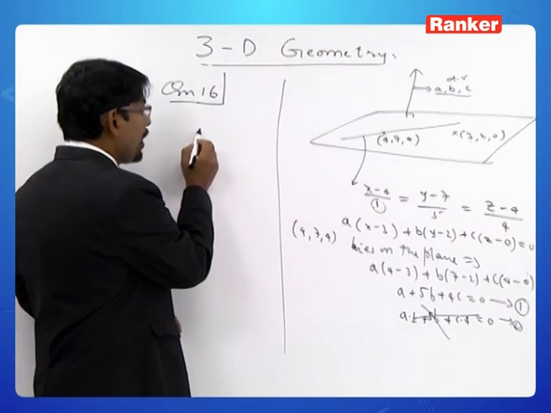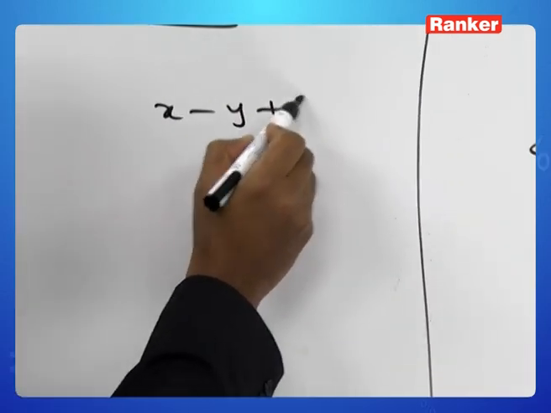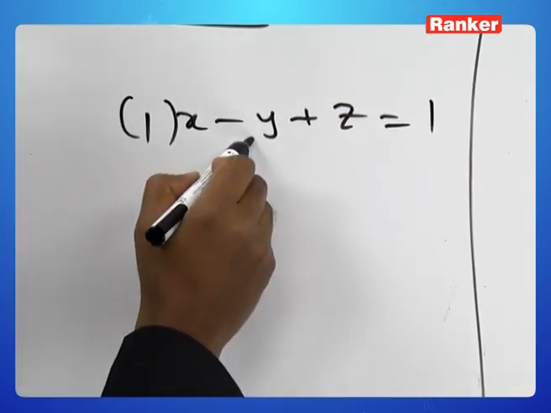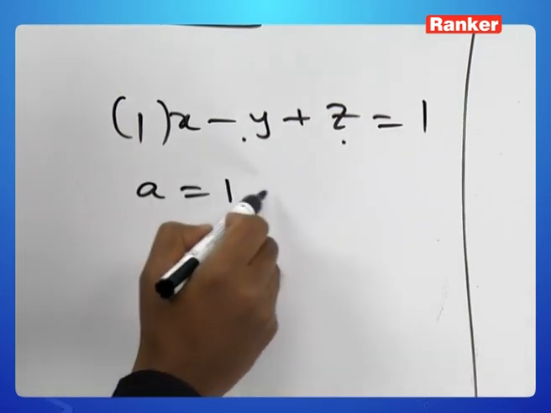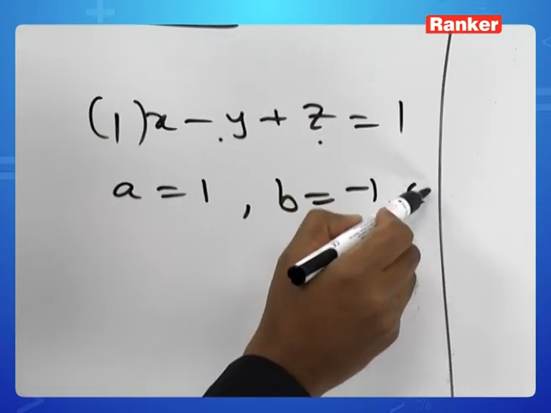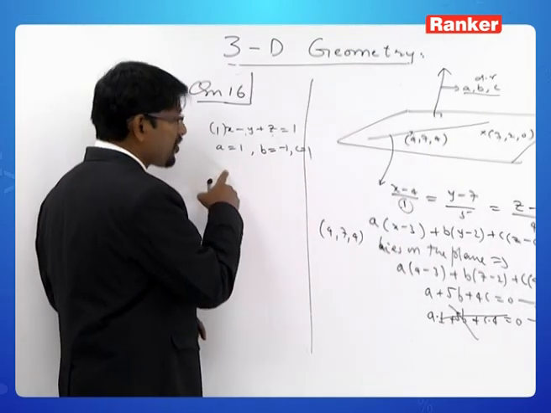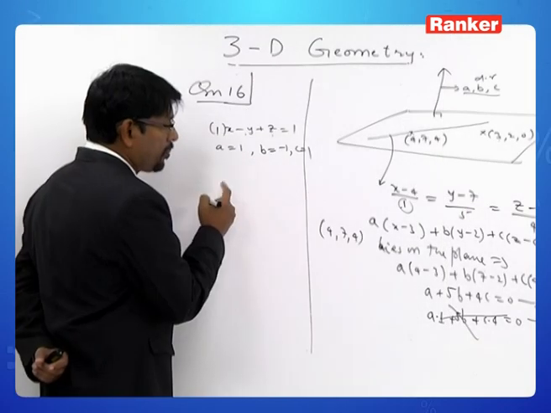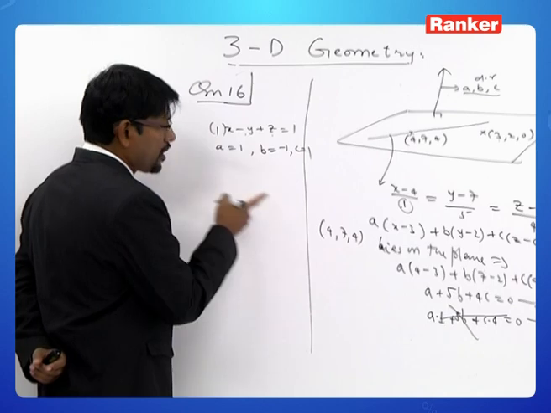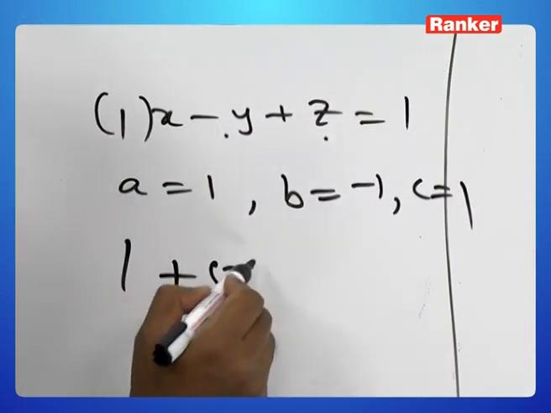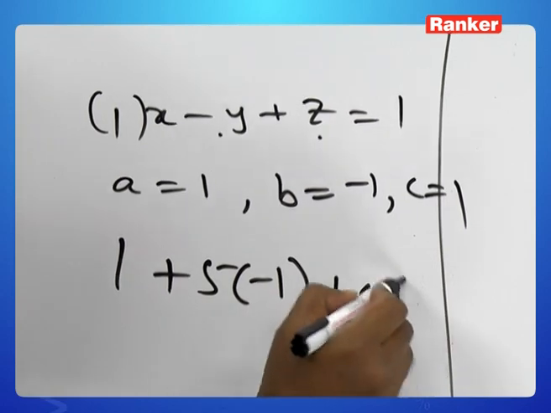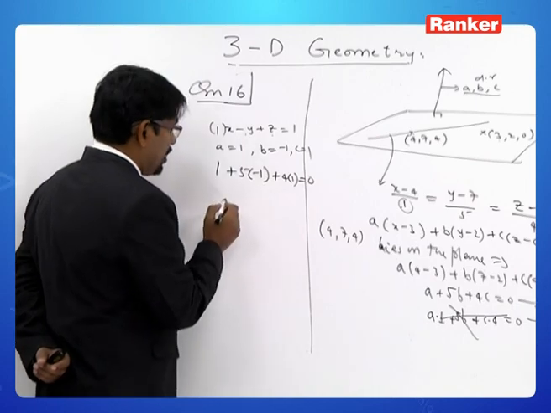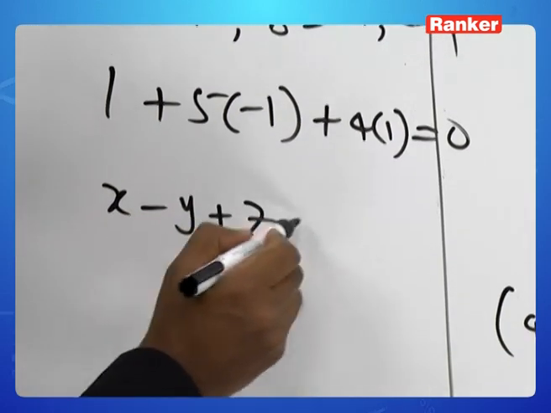Now, the first option says x minus y plus z equal to 1. So, you could take a to be 1, b to be minus 1 and c to be 1. Let's see if it satisfies that equation. What do I get? A is 1, so 1 plus 5 into minus 1 plus 4 into 1 is 0. So, it appears that the first equation will be the one, x minus y plus z equal to 1.